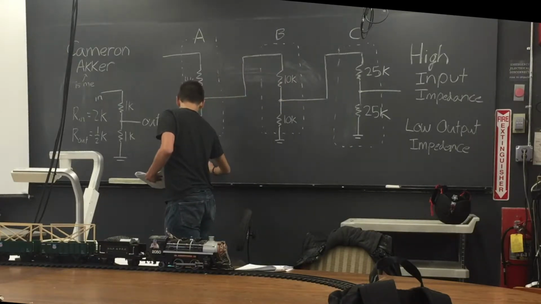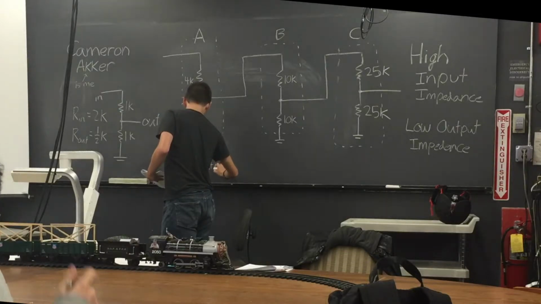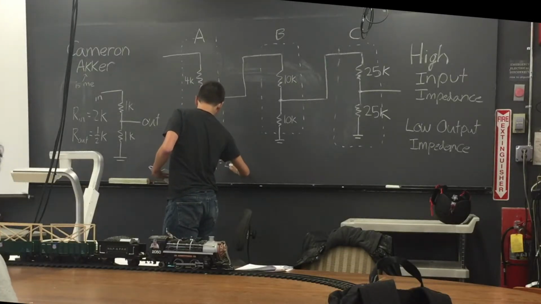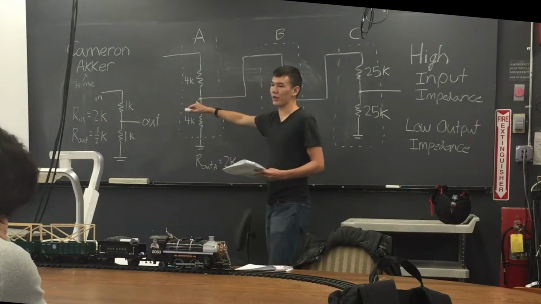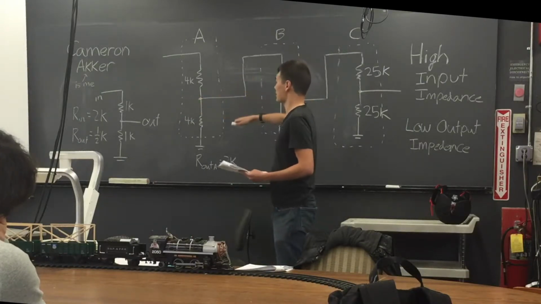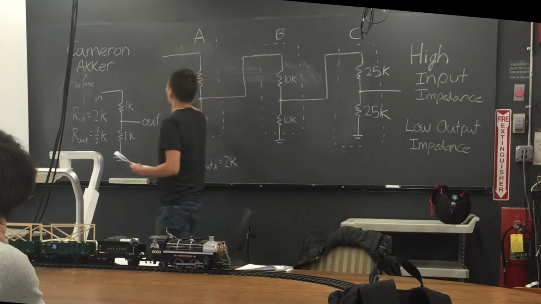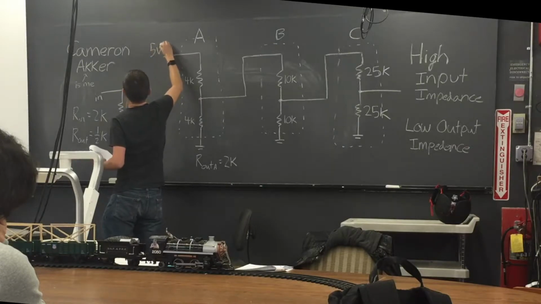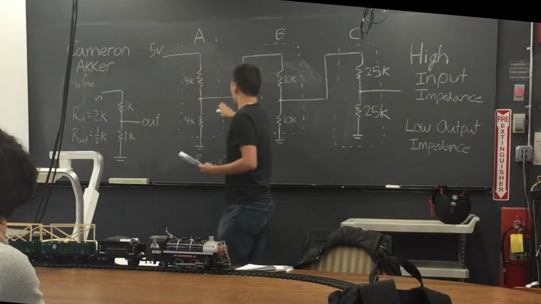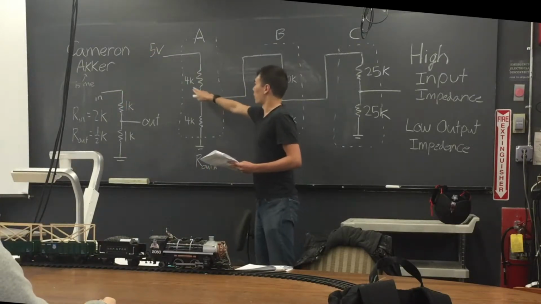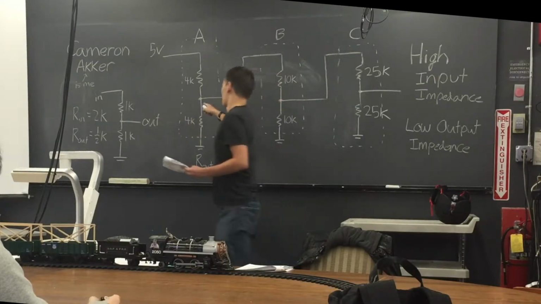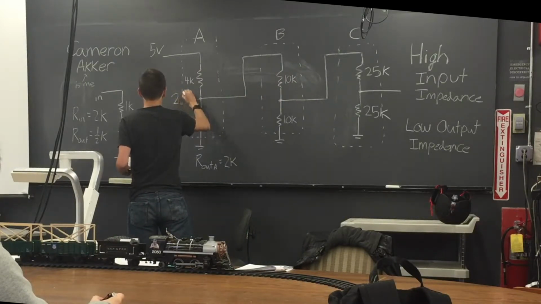So our ROUT of A is 2K. What that means is if you were doing this setup, and let's just say arbitrarily you have 5 volts up here, you want to make sure that with this divider, you're going to get 2.5 volts right here. That's the design of this divider.